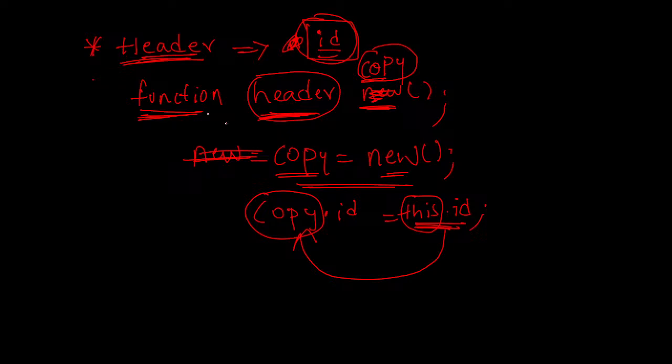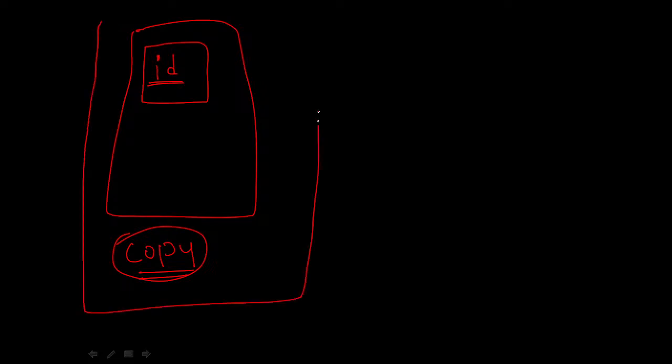So in our object, id will get stored like this. Okay, copy dot id is equal to this dot id. So the id field will be stored inside the copy object. So this copy object has been created, and a property called id is being created. So like this we are going to create an object with a property called id. Now we are declaring a class packet.